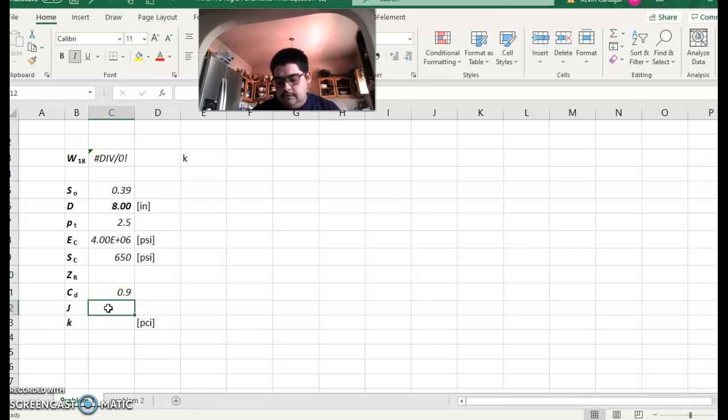My J is, it's a transfer, what was it called again? Load transfer coefficient is 3.2.